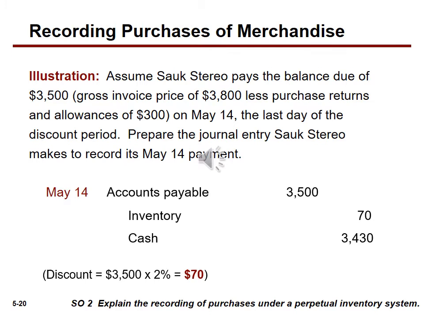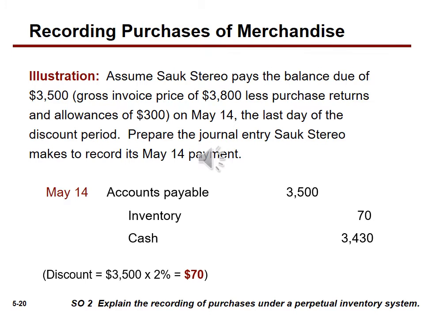Now prepare the journal entry that Souk Stereo makes to record its May 14th payment. Of course, if you remember, when we pay or settle any accounts payable, we normally just record accounts payable to cash. Okay, so if we assume that we don't have a discount in this example, then the transaction would be accounts payable 3,500 debit and cash credit of 3,500. But since we are granted a discount and we are not going to pay the full 3,500, we need to also account for the discount amount.